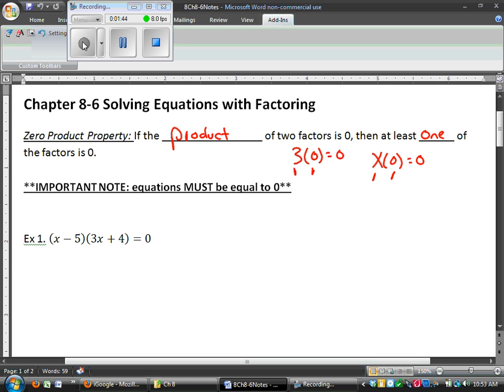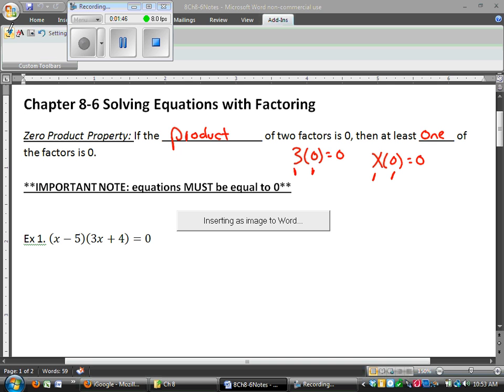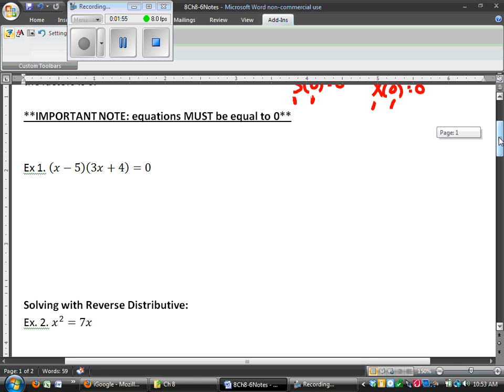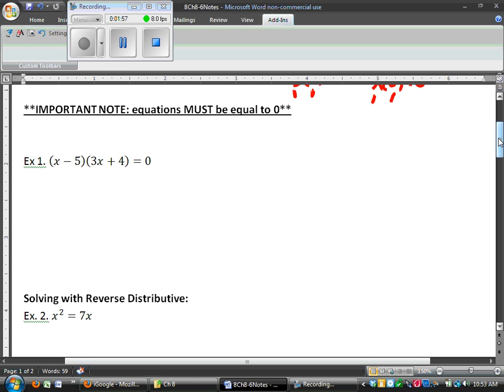So when we go to use this, what you need to realize is that when we factor, we're getting things that are factors. So I have two different parts. This one's already factored out for us. If I look here at example 1, x minus 5 and 3x plus 4. If I want to solve for x, before we didn't have the equal 0 part. Now I'm solving for x because I have the equal 0.